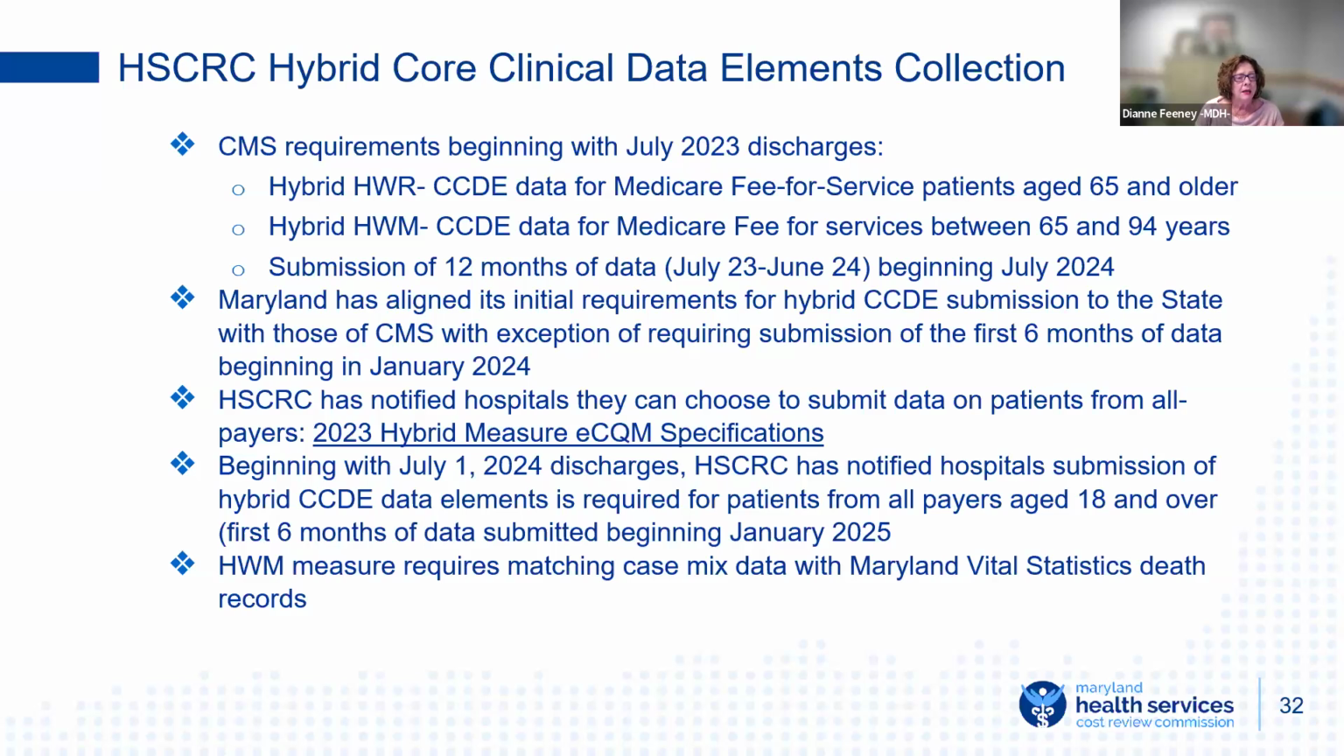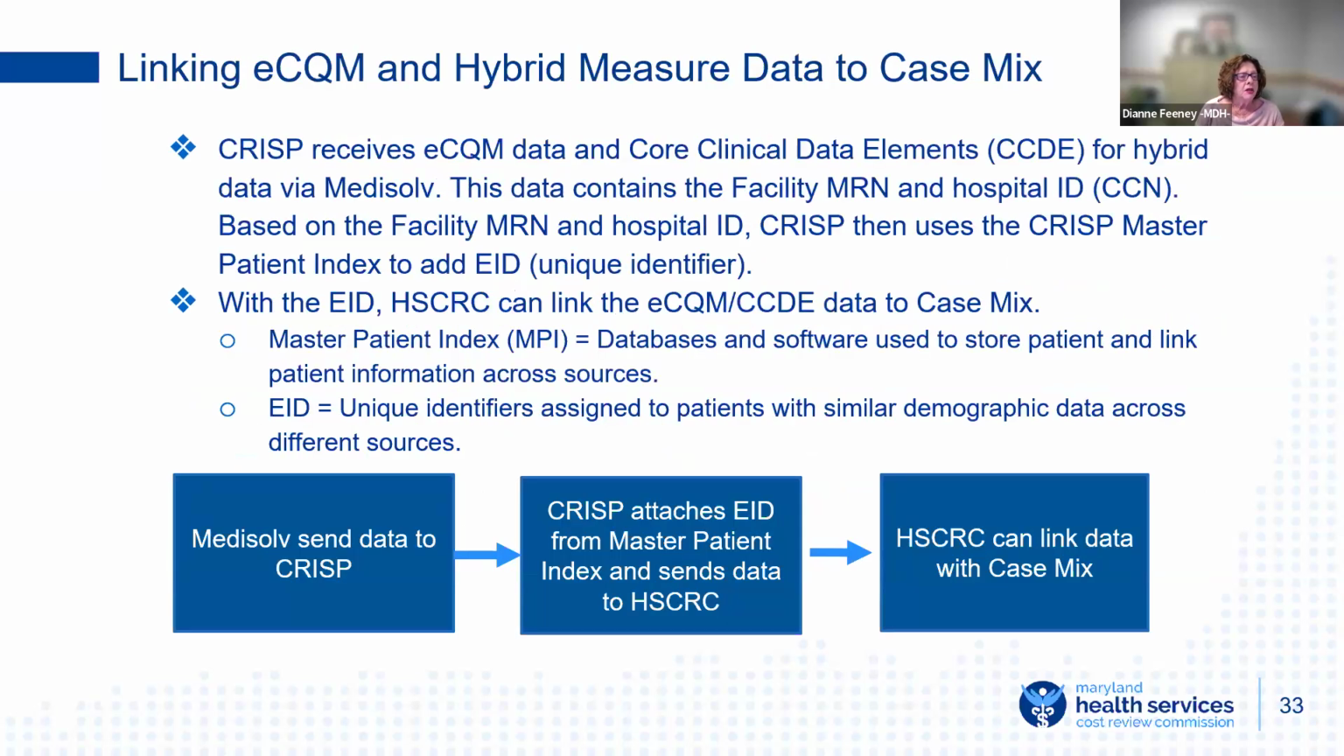We can go to the next slide. This just shows a very easy schematic of how the data is submitted. CRISP receives the eCQM data and the CCDE via Medisolv. It must contain the facility RN, MRN for the patient and the hospital ID so that we can match it with the case mix data, and then we can derive the master patient index and the unique patient ID so that we can track a particular patient across the system.